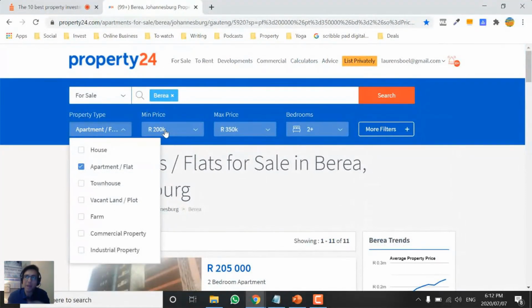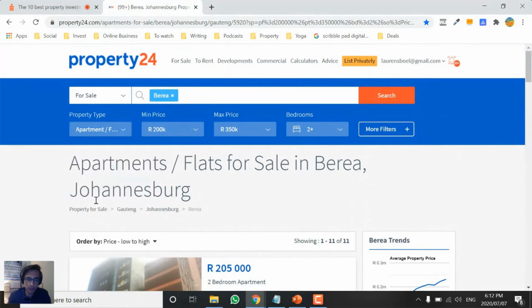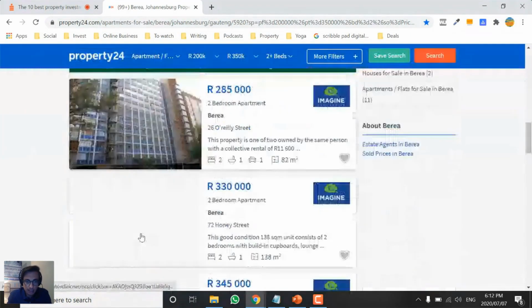Minimum price 200. I don't like going under 200 in Berea because, from my experience, the lower end of the market is sometimes more risky in terms of bad tenants, but also in terms of getting financing. The banks don't like to finance certain buildings in Berea if they're too risky, too run down, or not insured, etc. So I found a nice little sweet spot: between 200 and 350 is where the best deals in Berea are. So that's a little insider secret there.